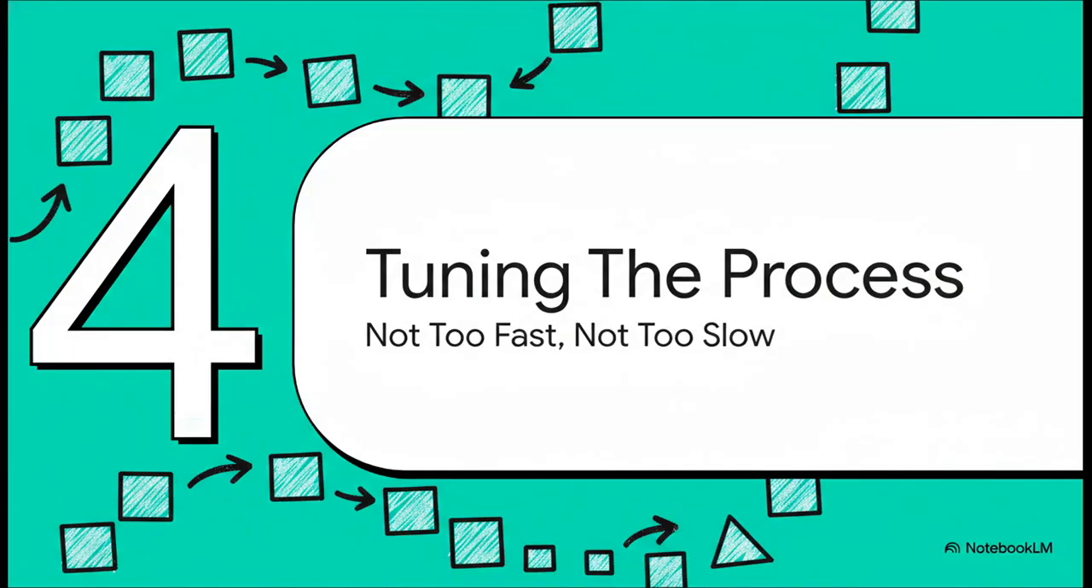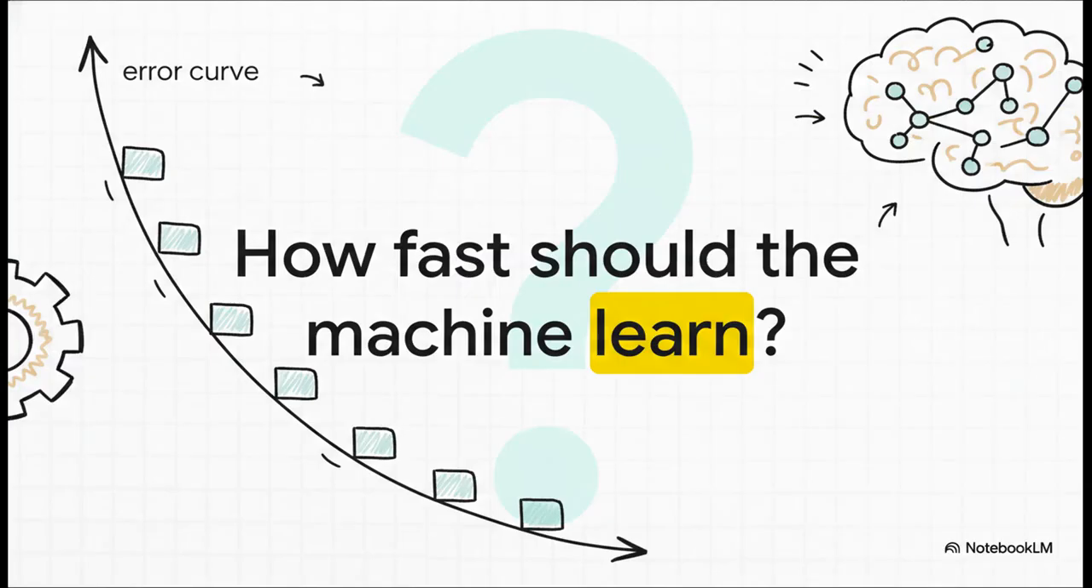Now, the size of those downhill steps that the algorithm takes is incredibly important. It's a setting that we actually have to control, and getting it just right is the key to training a really effective model. It can't be too fast, but it also can't be too slow. This speed is controlled by a setting we call the learning rate. You can think of it as the size of the steps the algorithm takes on its way down that error curve.